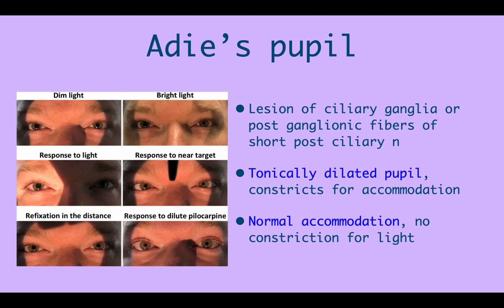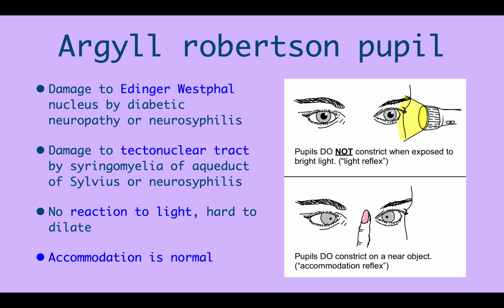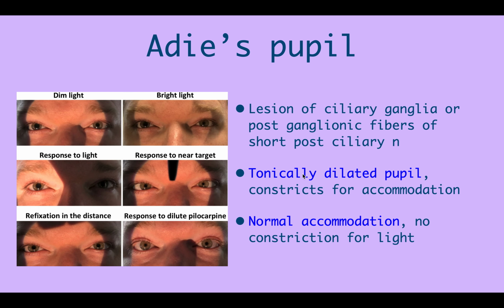Adie's pupil is going to be a lesion of the ciliary ganglia or the postganglionic fibers of the short posterior ciliary nerve. So in this case, the pupil is tonically dilated, so they're always dilated. And before, there's going to be problems with dilation. However, this is going to be constriction for accommodation. So same as the Argyll-Robertson pupil, the response is normal for a near object. There is normal accommodation, but no constriction for light.